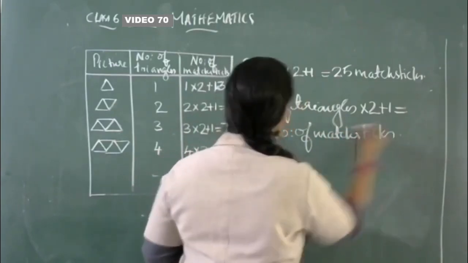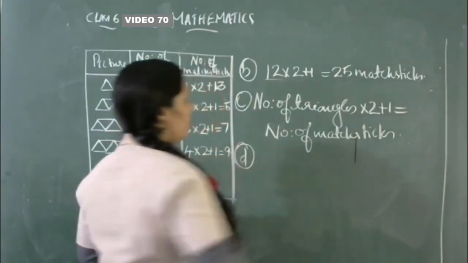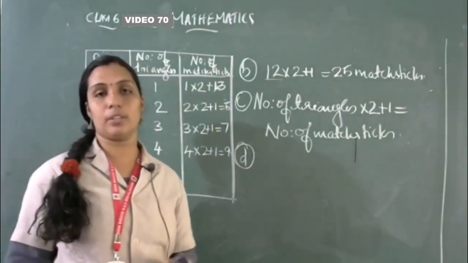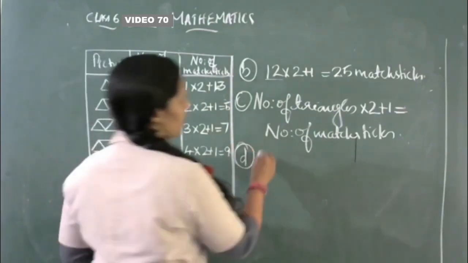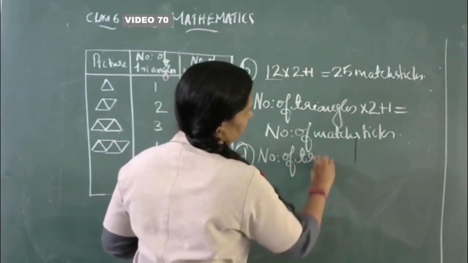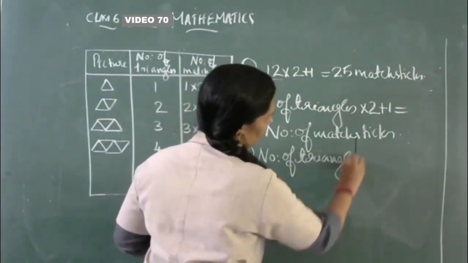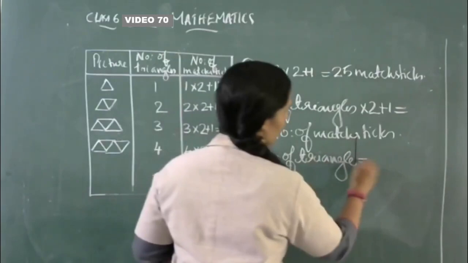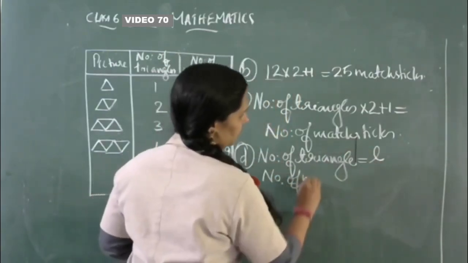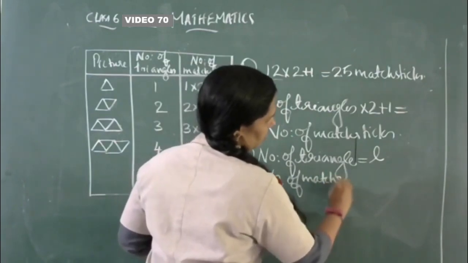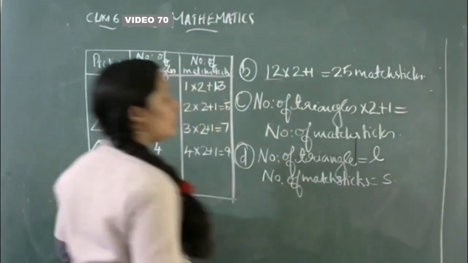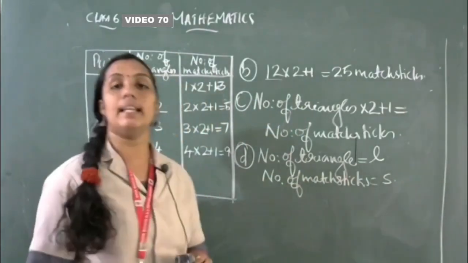Now, in the fourth question, or D question, we have to write this relation using letters. Letters are already given in the question, so we can use those letters. Number of triangles is L. Number of matchsticks is equal to S. We have to write a relation connecting L and S.